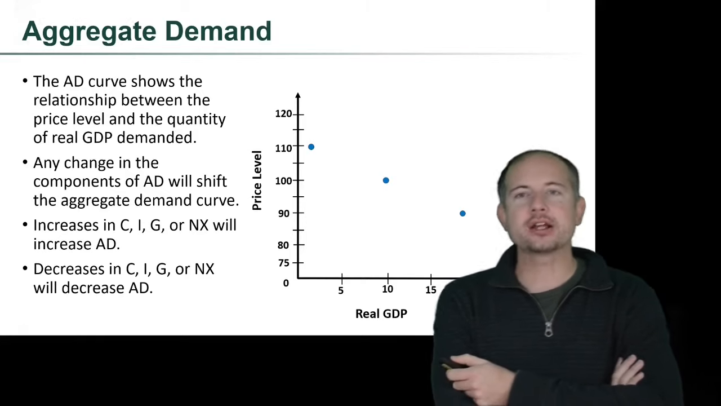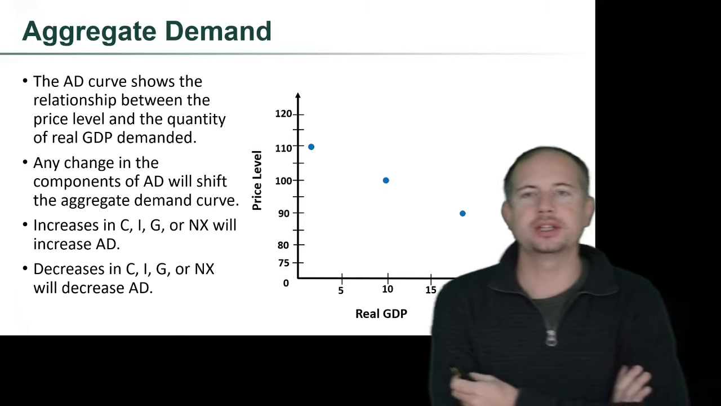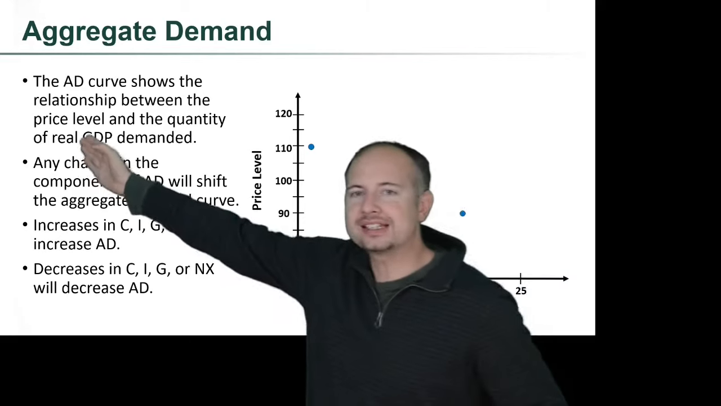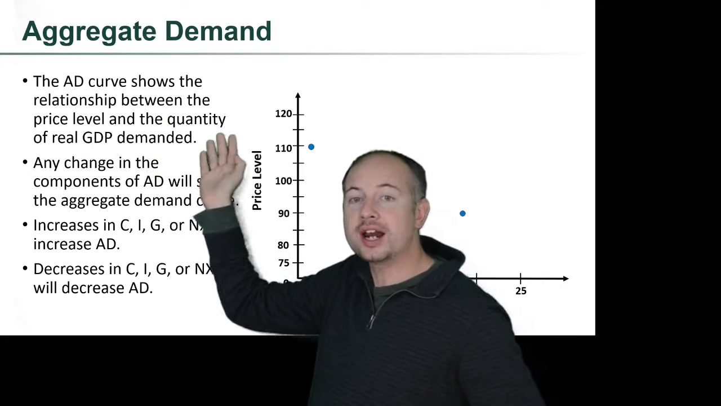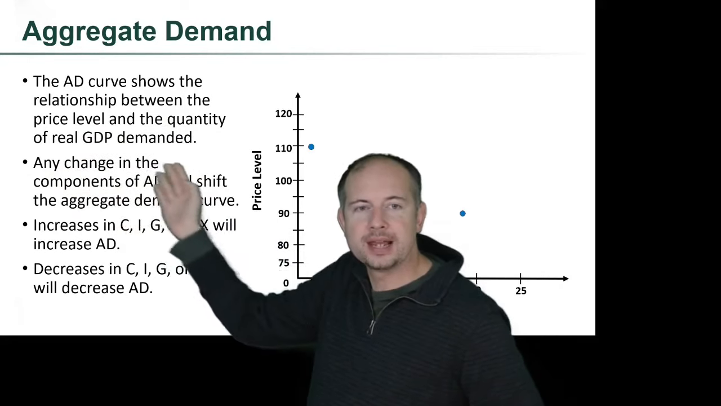So this aggregate demand curve shows the relationship between the price level and the quantity of real GDP demanded.